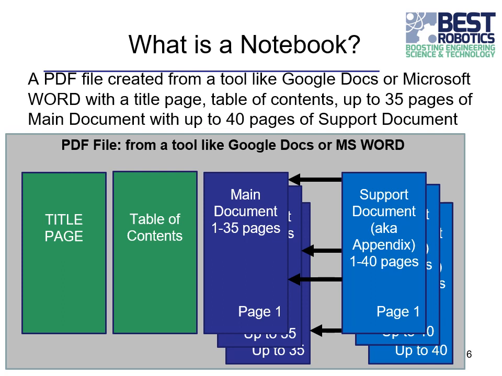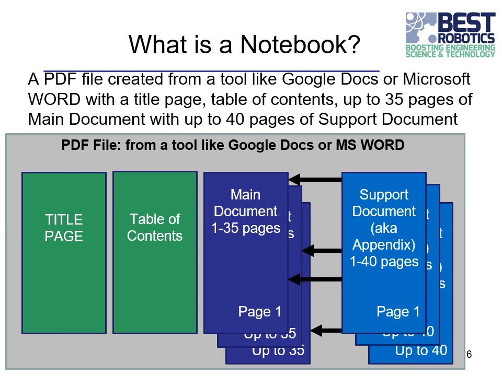So if a title page is one page, a table of contents could be one or more. Let's say it's one. And let's say you go all the way up to 35, so that's 37 pages. And let's say you have 40 pages of support document, which is also sometimes called an appendix. So that would be 77 pages is how long this could be. It doesn't have to be that long, but you have up to that amount of pages that you can create.